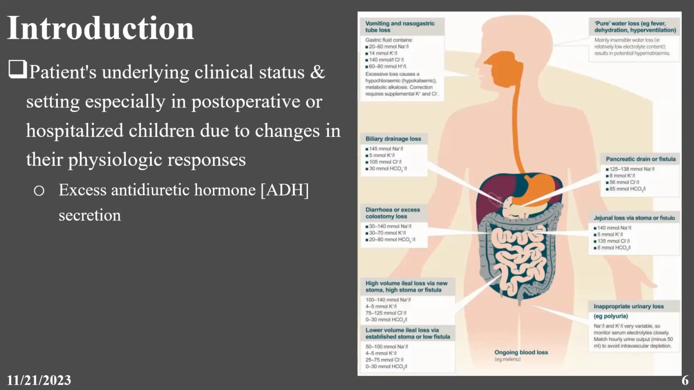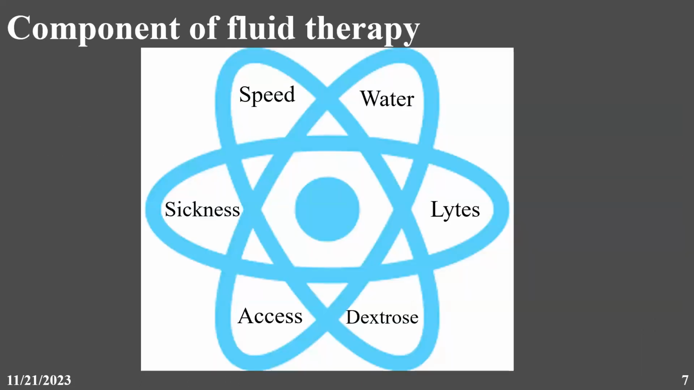Sometimes in some clinical status, it affects the antidiuretic hormone. So when there is antidiuretic hormone oversecretion, it causes some volume overload. Now, the components of fluid therapy are fluid and electrolytes, the speed that we give the fluid, also dextrose as calories, and we consider the sickness level and what type of IV access that we have.